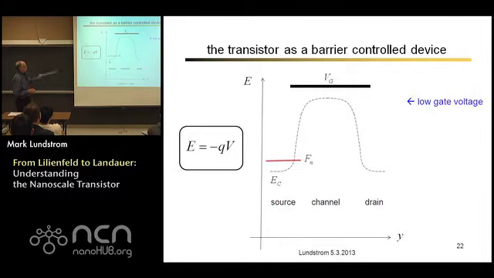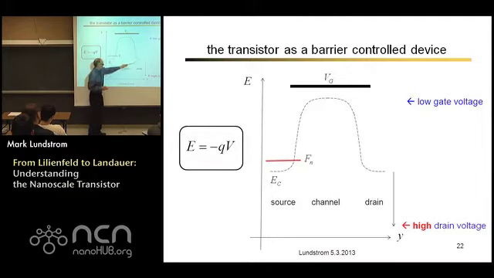So let's keep the gate voltage low, but let's raise the drain voltage high. If I raise the drain voltage high, I'm going to pull the conduction band down. I'm also going to pull, now I've got quasi-Fermi levels because I'm out of equilibrium, the quasi-Fermi level in the drain down also. I'm going to lower the energy of both. So if we do that, we just pull everything in the drain down.